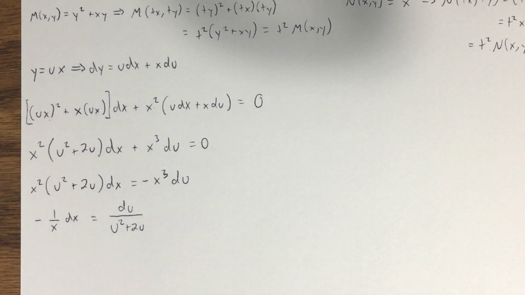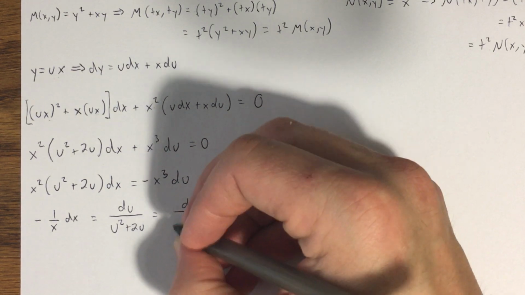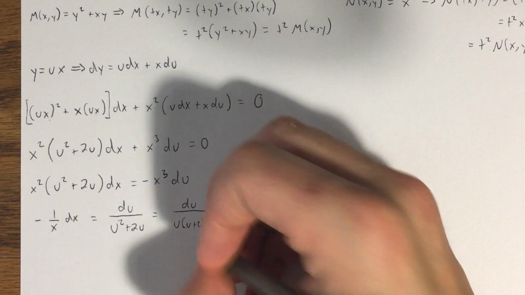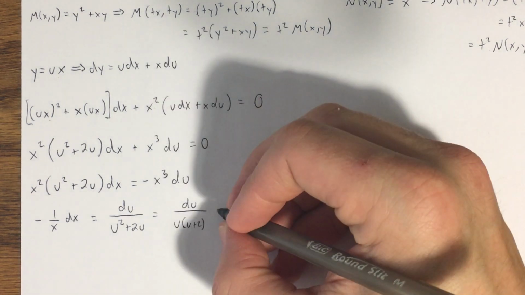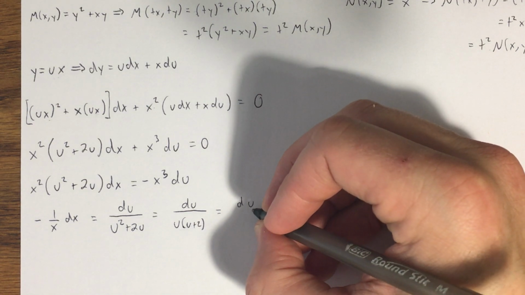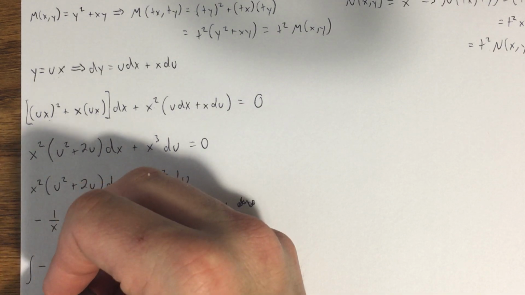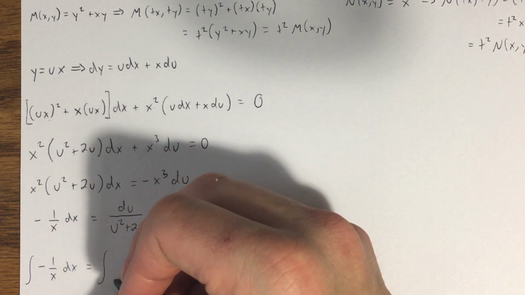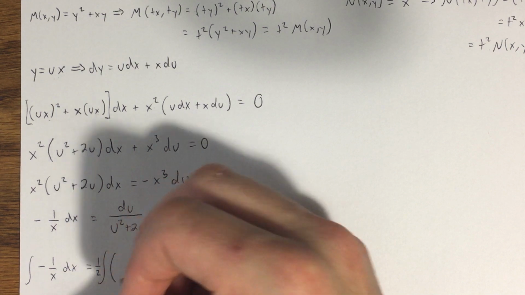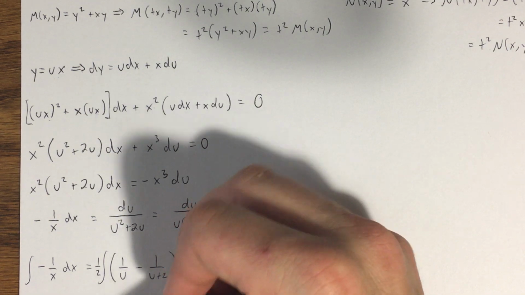I'd like to integrate both sides here, and looking at this guy, u squared plus 2u is the same thing as u times u plus 2. I would need to use partial fractions on this guy again, and for the sake of time, I'm not going to walk through doing partial fractions. I'll do that in the next step. I want to integrate both sides: negative 1 over x dx equals, after partial fractions on this guy, 1/2 times the integral of 1 over u minus 1 over u plus 2 du.